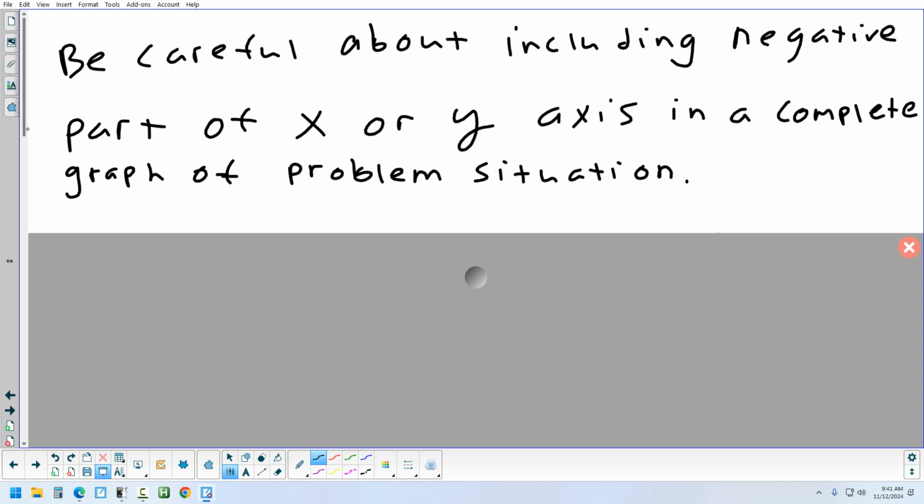In a sense, it sounds good. So be careful when you are doing a word problem, whether you include negatives. Something like a population increasing, you can't have a negative amount of people, so you wouldn't want to look at the negative part of the axis for that.